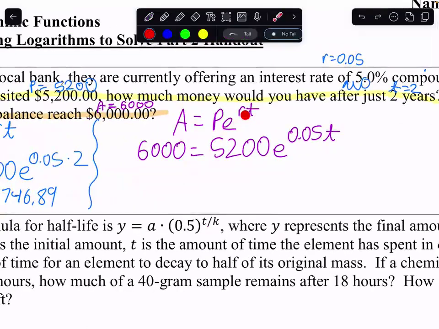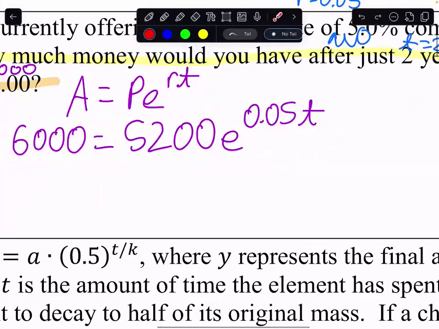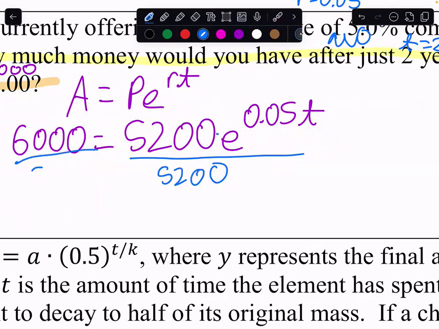Okay, so it's a formula we've seen before, but I've never had you solve for t, right? I've only had you solve for the balance. But now that we have learned some new skills, now we can solve for the time as well. Okay, so what do we do first? Well, remember, we always want to start by getting the exponential term by itself. So let's get rid of the 5,200. That's a coefficient. Okay, so the 5,200 is multiplying the e. So let's divide both sides by 5,200.